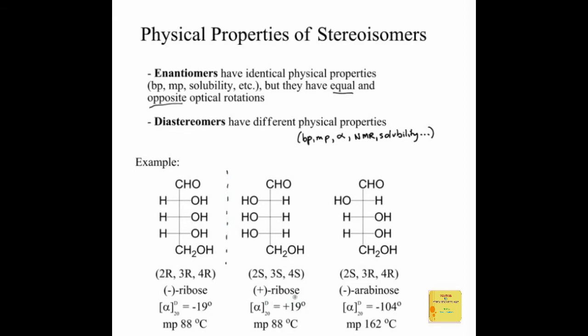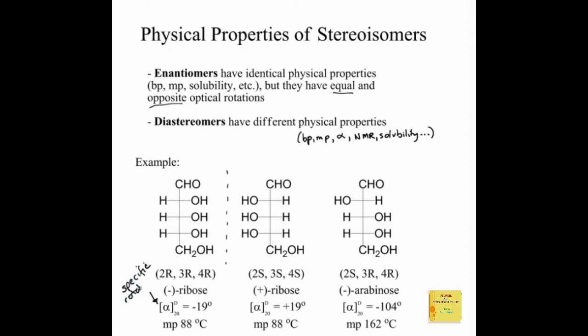And so this is the enantiomer of ribose. It's still called ribose because it's the same molecule, exact same connectivity. It's just the mirror image. So this will be 2S, 3S, 4S. Or in short, we could just call this plus ribose. Because when the optical rotation is measured, sometimes this is called the specific rotation.